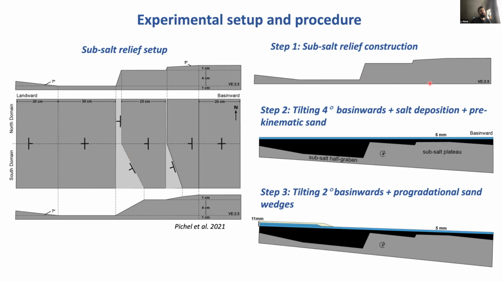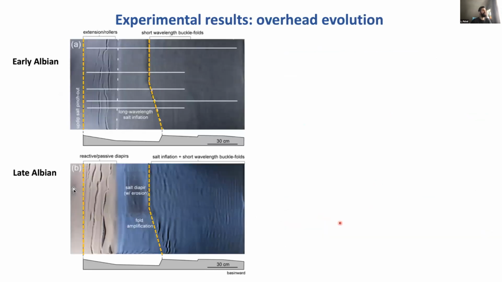So we construct the basal relief. It takes a lot of time to do that, a lot of sand as well. We spent about 2 days to actually have all of this done. Add the silicone, which represents the salt. And we have a pre-kinematic layer here, which we call the early Albian, as compared to Santos. Then we start the model by tilting it a further 2 degrees basinward and start adding the progradational sand wedges. So I can show you the evolution of the model with this map view, overhead evolution.